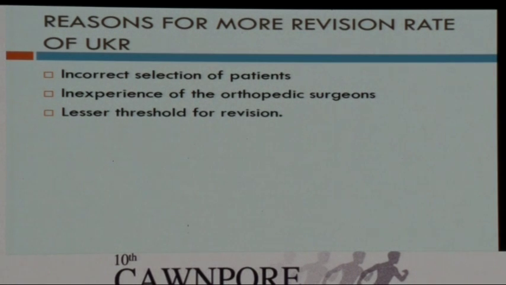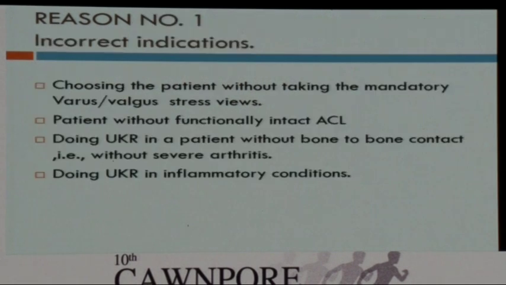Now what are the reasons? There are 3 clear reasons for this. One thing is incorrect indication, incorrect selection of the patient. If you do not select your person well and you do Oxford replacement or fixed bearing replacement in a person who should be dealt with by TKR, obviously it is going to fail. Now I'll tell you in detail what these things are. Second reason is inexperience of the surgeons, because most of the Indian surgeons are not doing enough number of Oxford knee replacements in order to be conversant with the technique, in order to be skillful in that technique. And number 3 reason is there is lesser threshold for revision. I'll explain these 3 shortly.